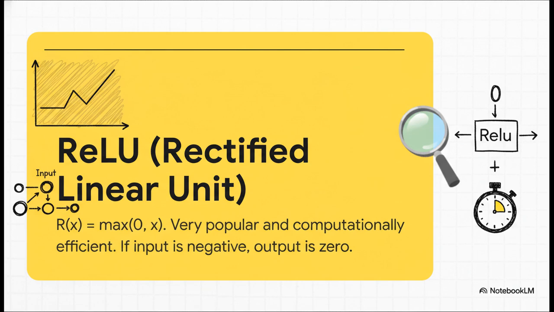Next up is ReLU, or Rectified Linear Unit. This is, without a doubt, the most popular activation function for hidden layers today. And its definition is just incredibly simple. If an input is positive, it just passes it right through. If it's negative, it turns it into a 0. That's it. And that simplicity makes it super fast to compute.